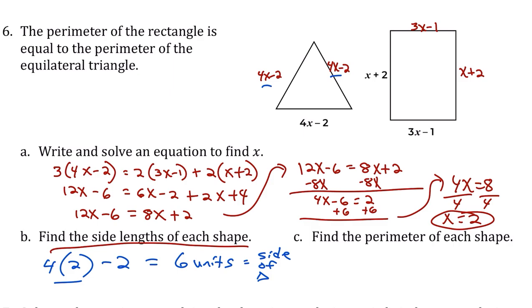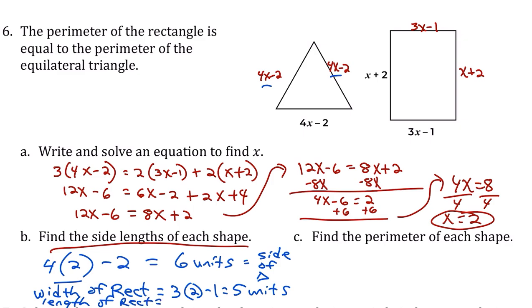Okay, now let's do the same thing for the rectangle. So let's do first the width of the rectangle. So the width of the rectangle is equal to 3 times 2 minus 1, which is 5 units. And then let's do the length of the rectangle. So the length of the rectangle is going to be equal to x plus 2. So in this case, we already know x is 2, so it's going to be 2 plus 2, or 4 units.